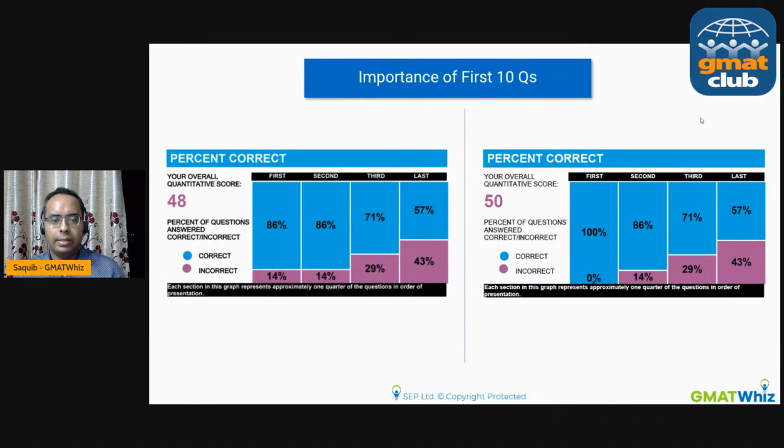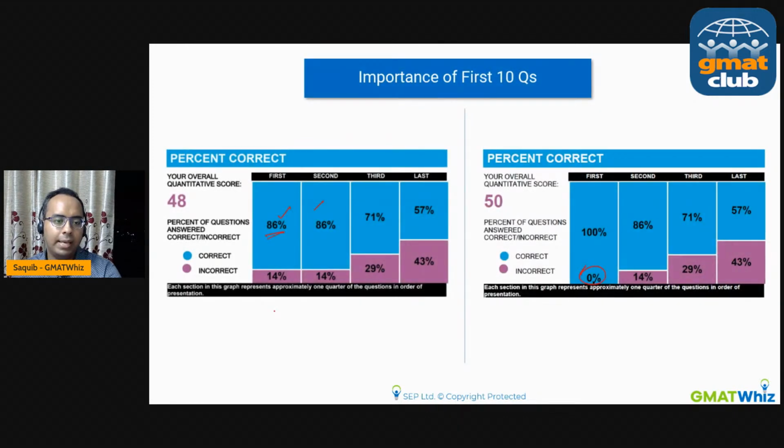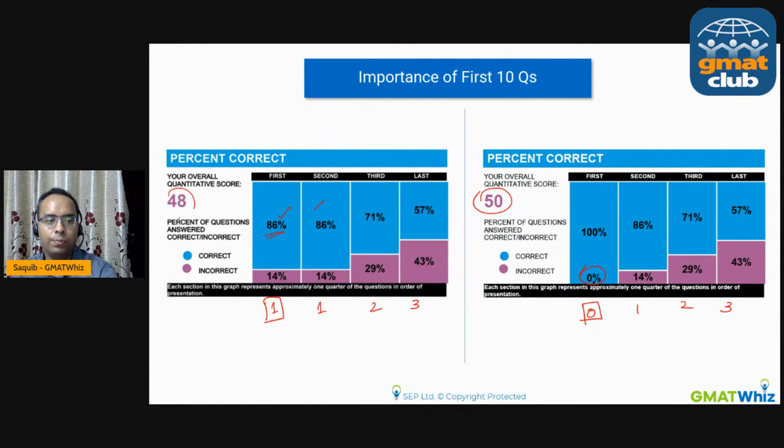In Quant, understand that the number of questions is less, 31 questions. And here also, if you notice, the first two quarters play a big role, especially the first quarter. Notice that there's a difference of just one question. Let me just show you. My bad. In this case, the number of mistakes is 1, 1, 2, 3, 0, 1, 2, 3. Notice the difference between these two is just one question, and the difference in the points is 2.